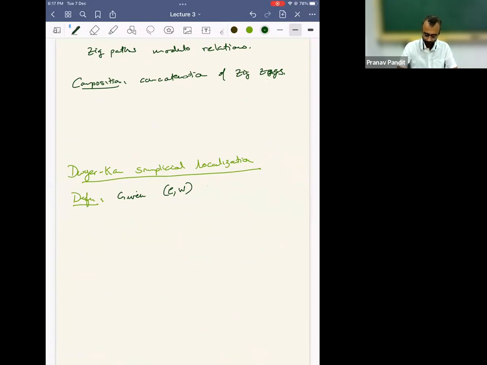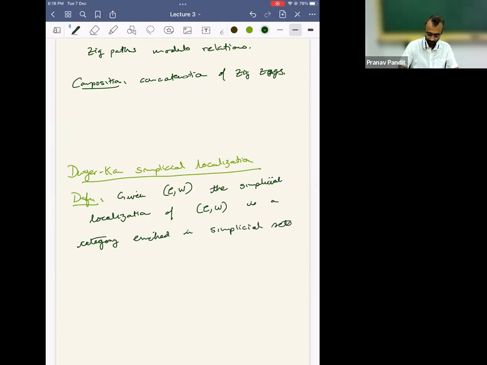So given C and W, the simplicial localization of C, W, which I also called a homotopy theory, is a simplicially enriched category, that is, a category enriched in simplicial sets. I'll call it L^W C, with the following universal property.